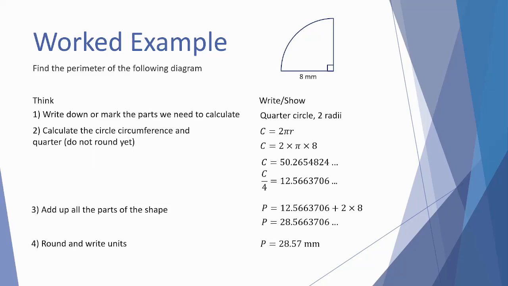Now, if I rounded off too early, let's say I rounded off back at C equals 50.27, that would have caused an error coming through, and I may not have got the same answer at the bottom. So you must make sure that you use the whole number until that last step where you round it.